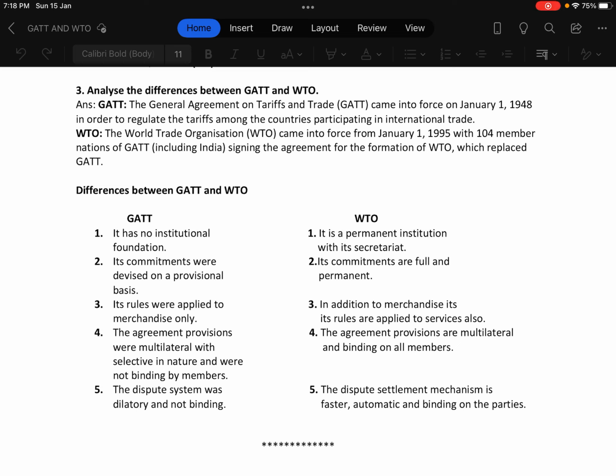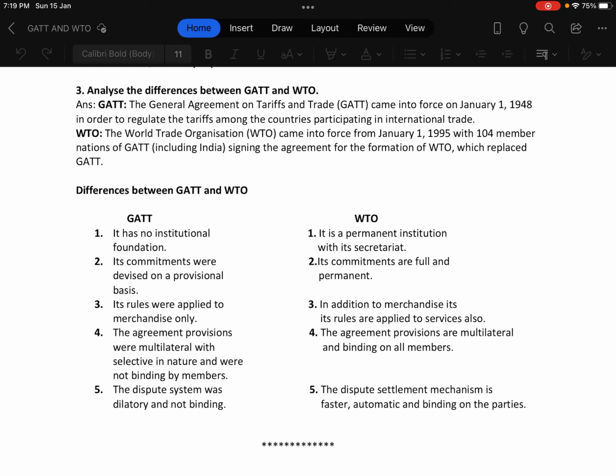And the last one, the fifth difference: the dispute settlement was dilatory and not binding. So the dispute settlement was also not proper under GATT. Even though the decision was taken under GATT, the members could follow the decision or they need not follow the decision. It was not that strict under GATT. Another feature under GATT is there is no time limit. It can take a long period of time to settle the dispute between the member countries under GATT.